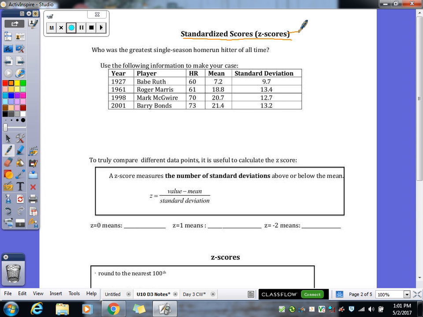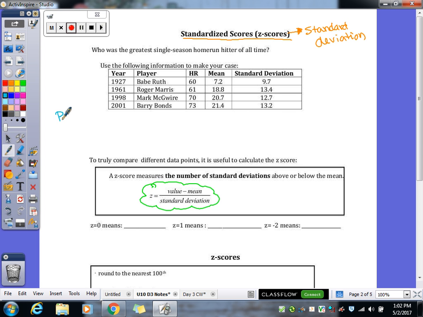Your z-score is your standard deviation. So therefore, your z-score tells you how far away from the mean you are. So the way we figure out our z-score is this little formula right down here. It's your value minus the mean divided by whatever the standard deviation is.